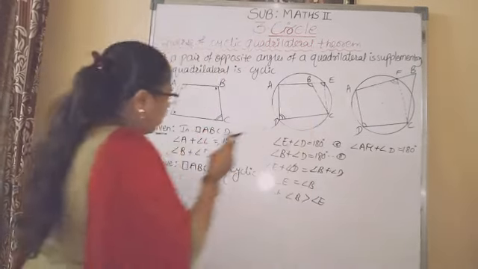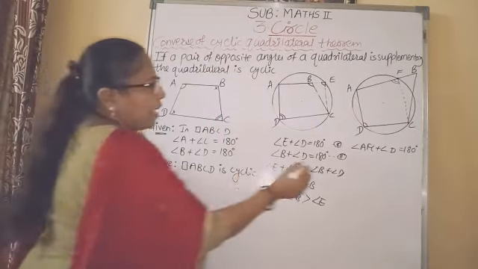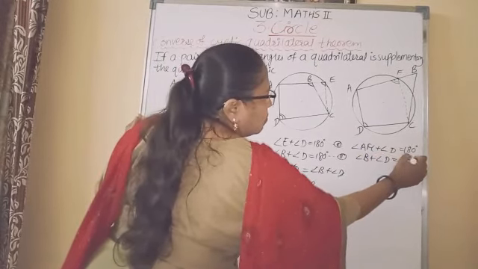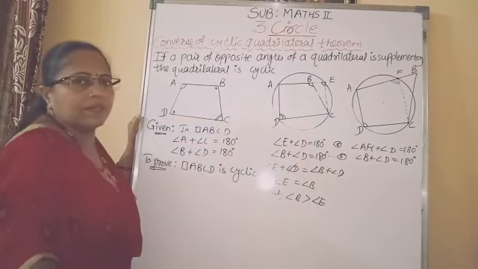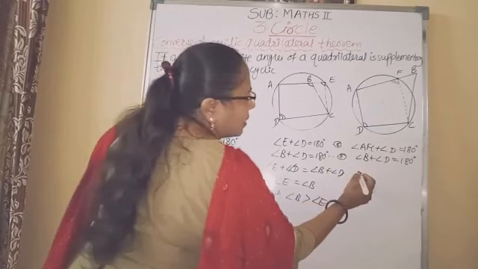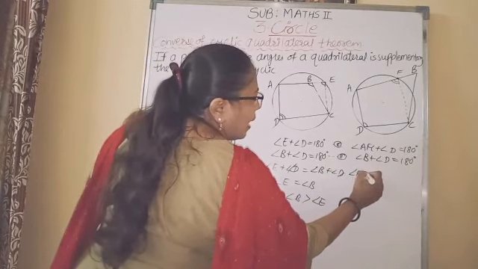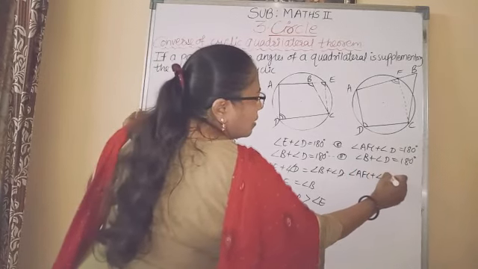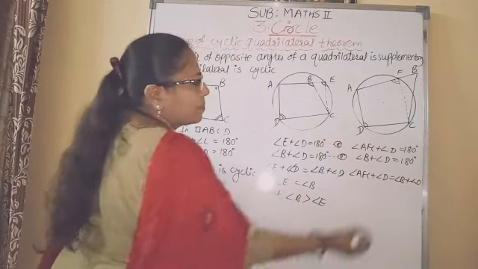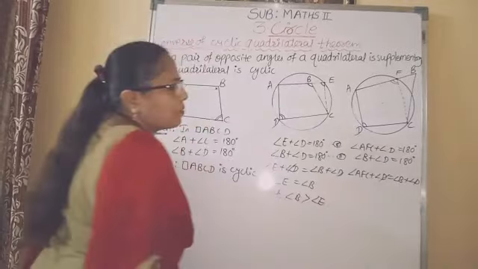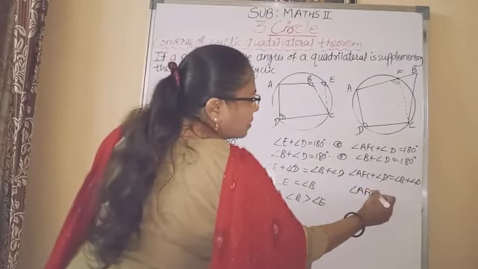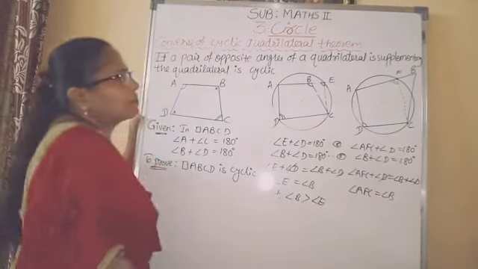But what is given here? Angle B plus angle D is equal to 180 degrees. This is given. So from the first and second statements, we can say angle AFC plus angle D is equal to angle B plus angle D. Angle D gets cancelled from both sides. So we will get angle AFC is equal to angle B.